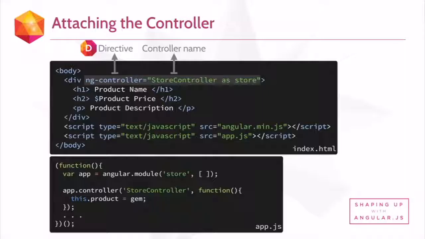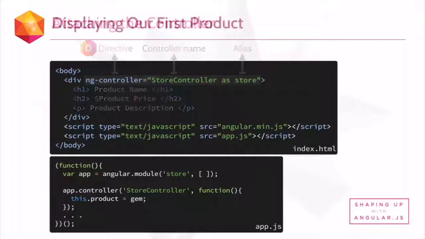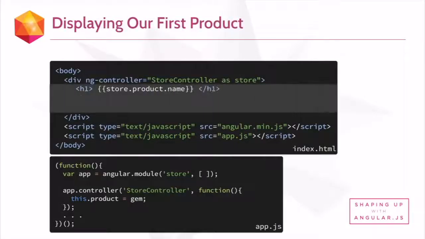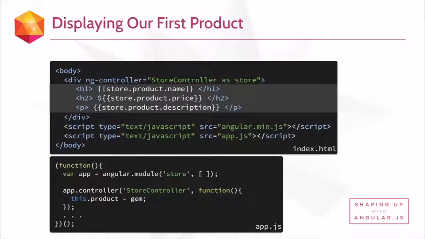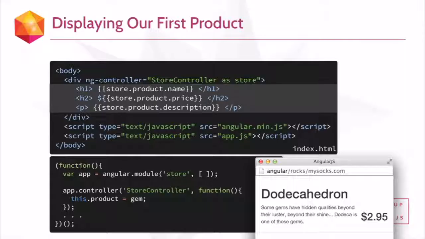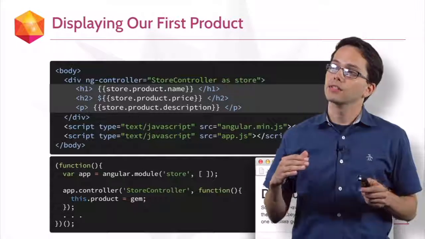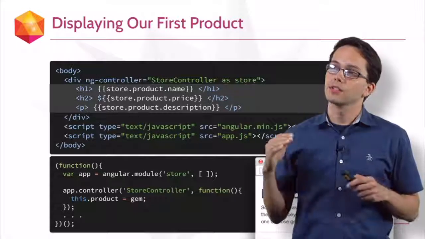We'll use the keyword as, and then specify an alias for this StoreController, which we'll use inside of our expressions. Then, inside of our expressions, we'll write store.product.name to access the value we want to print out to the page, and then store.product.price and store.product.description. If we call up a browser, we would see that it properly prints out the values from this JavaScript object.